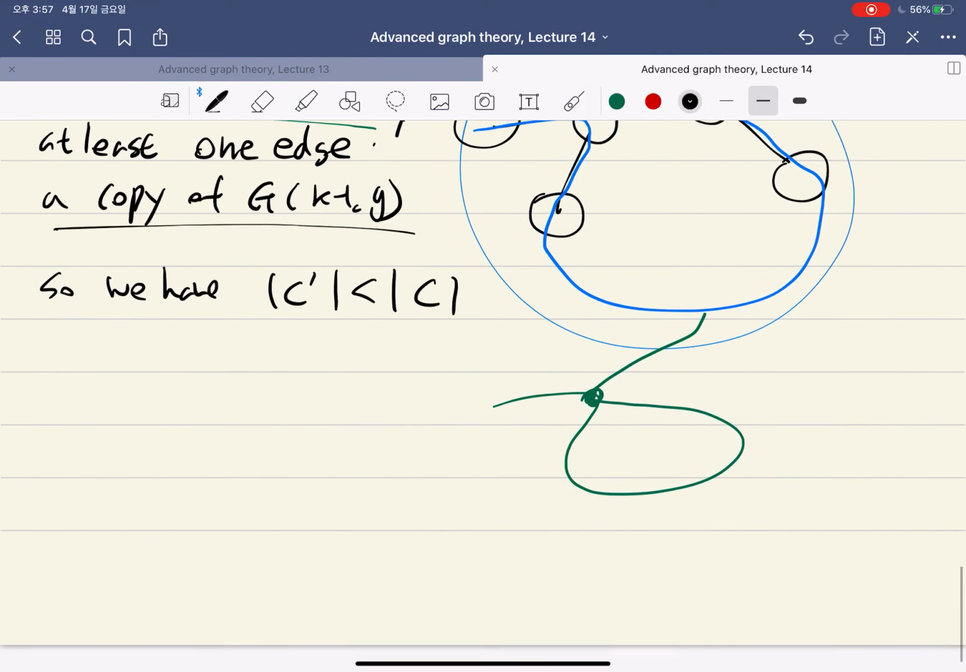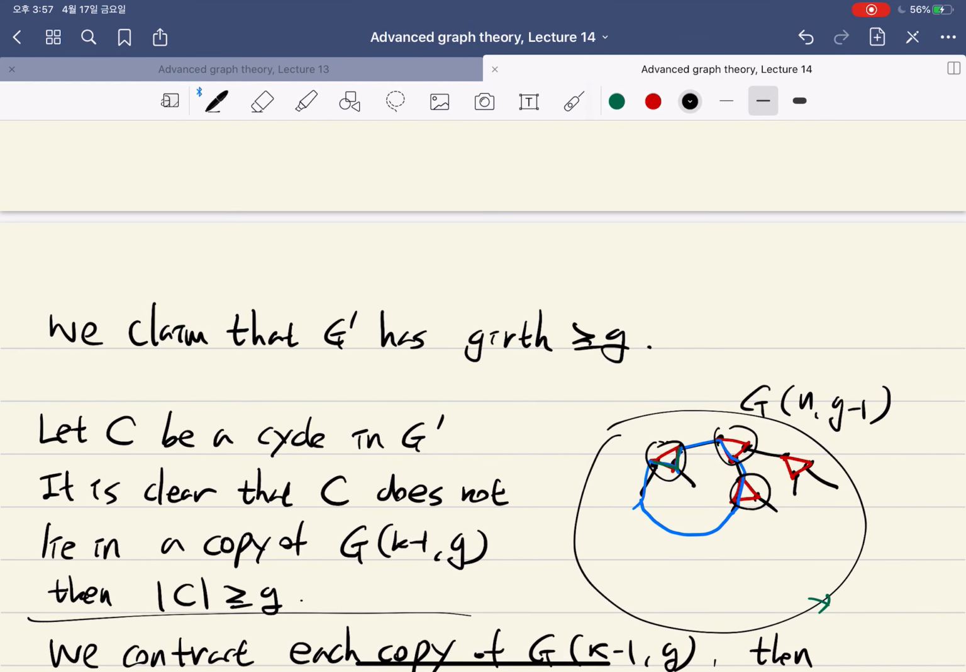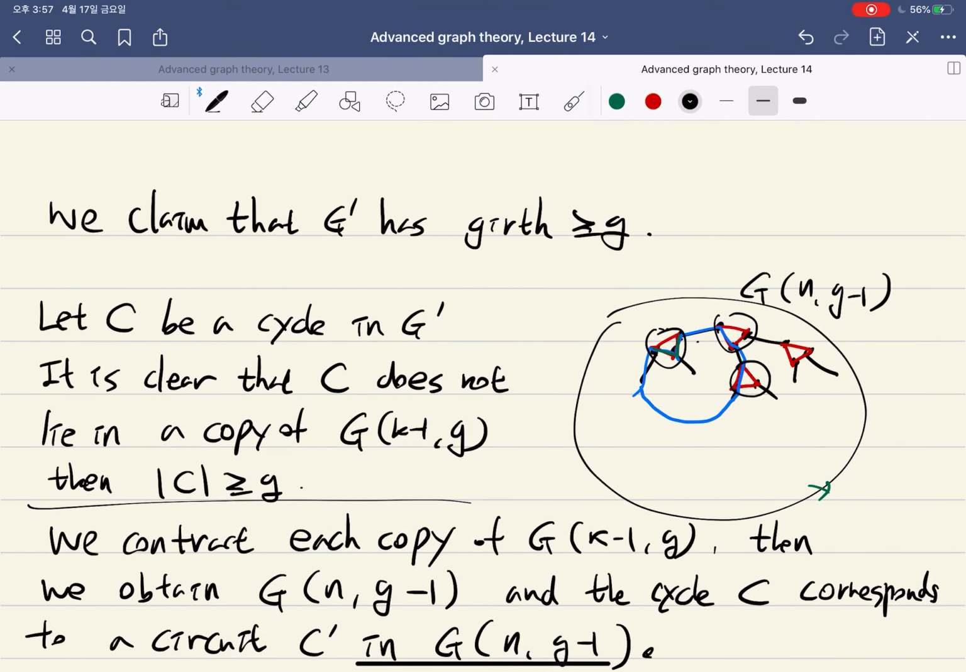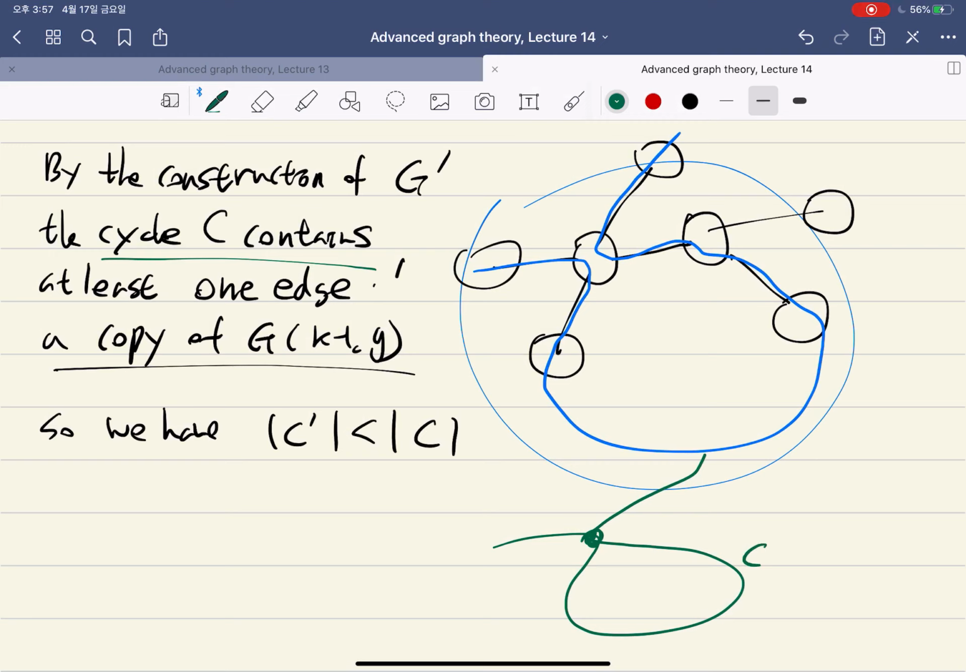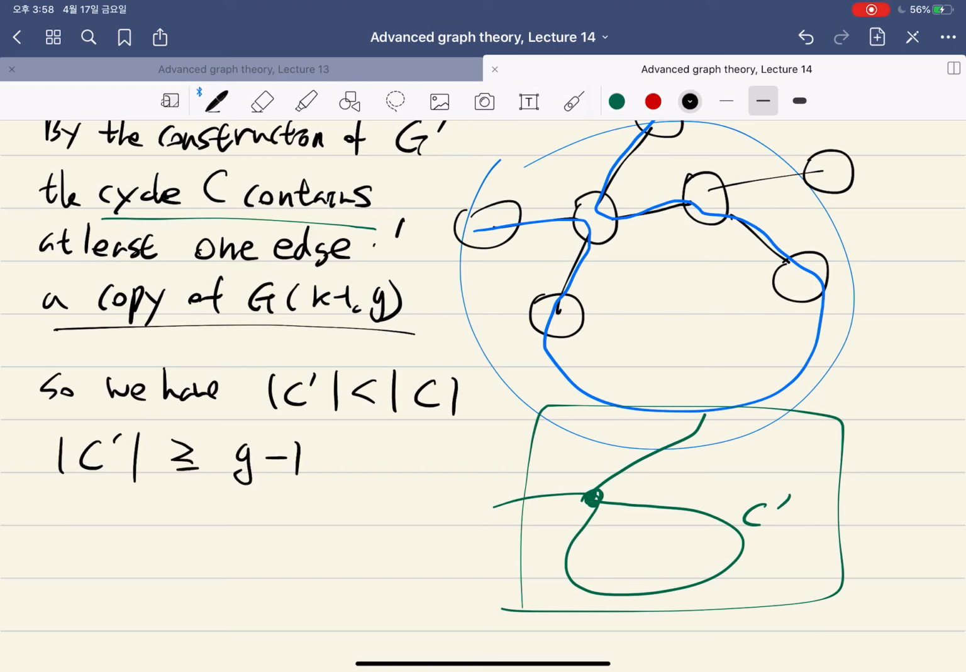So we have this circuit C prime, and in this C prime, we know that these edges which belong to the large graph are now in here to form C prime. And then those edges are not repeated. So every circuit contains a cycle. So the large graph itself has girth G minus 1. So this circuit C, which contains a cycle, also has size at least G minus 1.